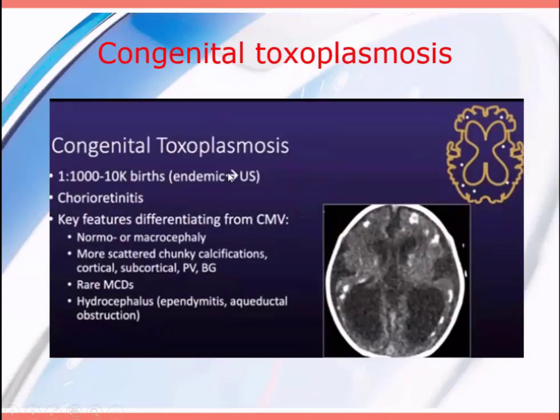Then we have the congenital toxoplasmosis. We have changes in the eyes, and it is important to note that there are changes in the eye in congenital toxoplasmosis. The key differentiating feature from cytomegalovirus is normocephaly or macrocephaly due to hydrocephalus. Then there are scattered chunky calcifications: cortical, subcortical, periventricular, basal ganglia. Cortical dysplasia here is less common. The hydrocephalus is due to ependymitis or aqueductal obstruction.